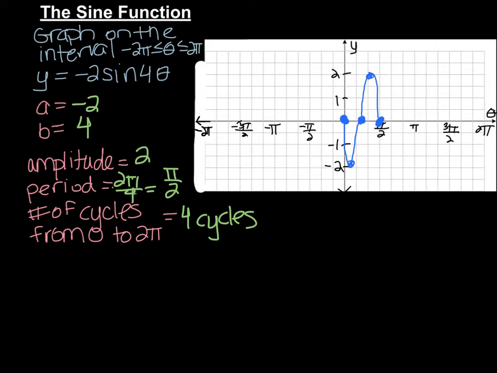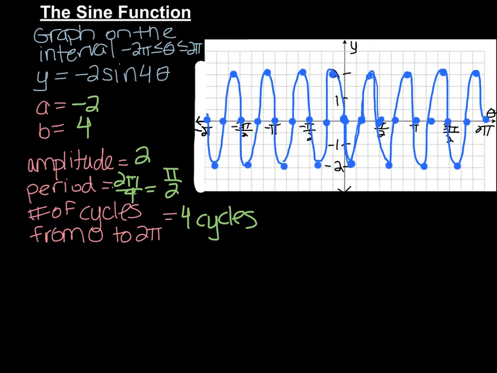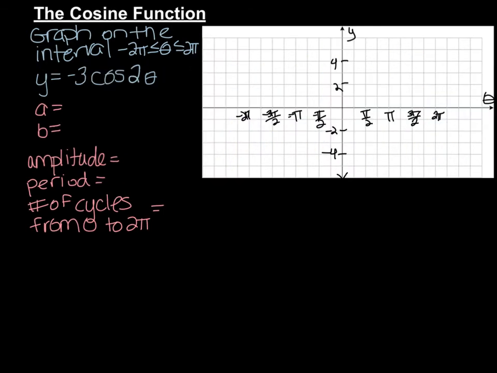And then I'm just going to repeat that cycle all the way up to 2 pi and all the way back to negative 2 pi. Your final product should look something like this, keeping in mind that the start and end of each cycle will be on the x-axis, and the halfway point will also be on the x-axis. Halfway between those two zeros, the min is going to be, which is the a value, and the max is going to be halfway between the other two zeros.